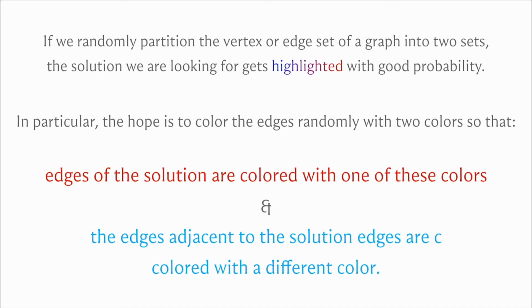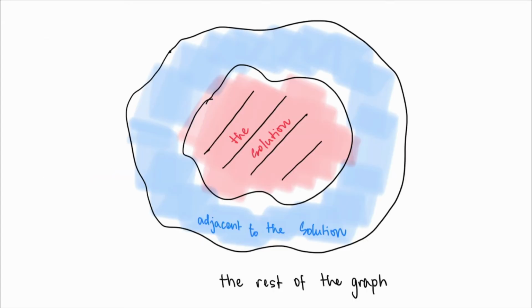Let's say that color is red, and every edge that is incident to this solution H star, which is to say every edge which has one endpoint in H star and the other endpoint outside of H star, we want all such edges to get colored blue. So in some sense, you can imagine that these edges which are incident on H star form a protective fence around the solution.